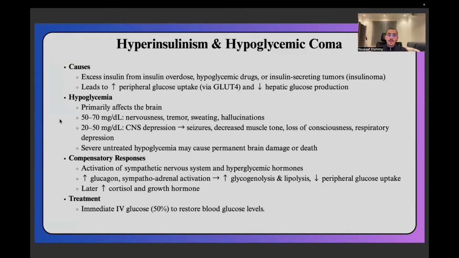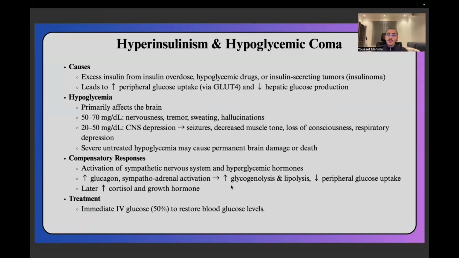So this would lead to hypoglycemia, and mainly it affects the brain, because we mentioned that the brain only uses sugar, and if there's not enough glucose in the blood, it affects first the brain because it's the most vital organ. If the blood sugar levels are between 50 to 70, there might be some nervousness, tremors, sweating, hallucinations. If it's even less, between 20 to 50, this would lead to CNS depression. Patients would experience seizures, decreased muscle tone, loss of consciousness, respiratory depression. And in case of severe untreated hypoglycemia, this may cause permanent brain damage or death.